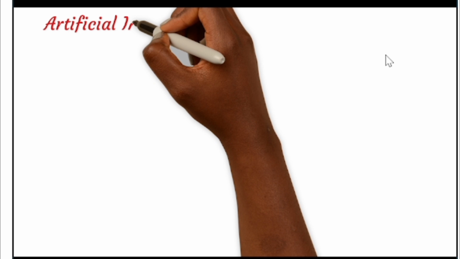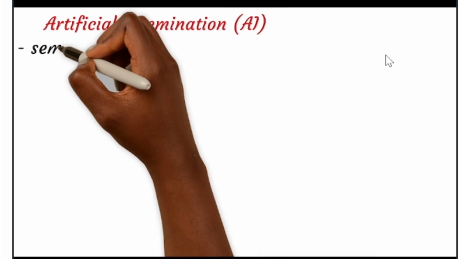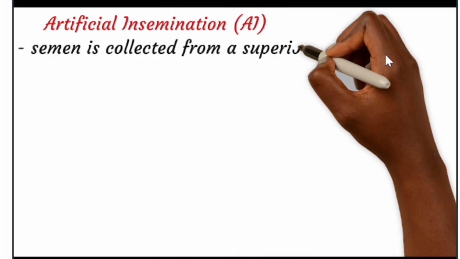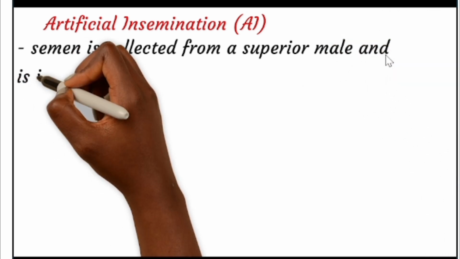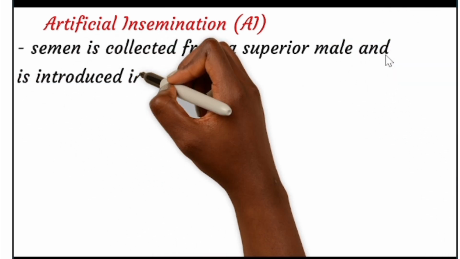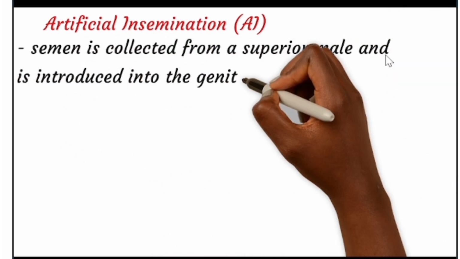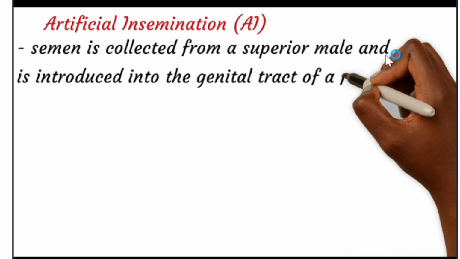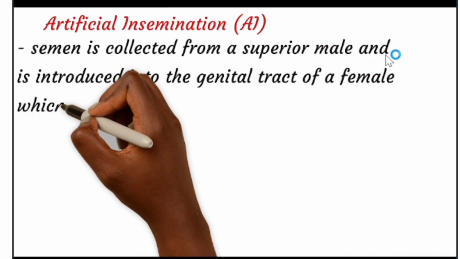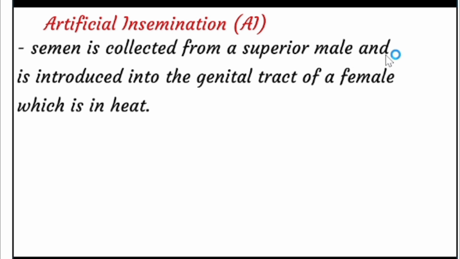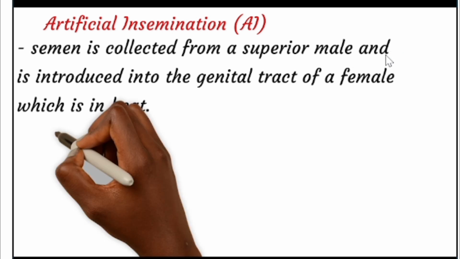So the first one we are going to look at now is artificial insemination. So what is it about? It is simply the process of collecting semen from a superior performing male and then introducing that semen into a recipient female. That is done through the genital tract of the female, and that female must be in heat for that to work well. All right.